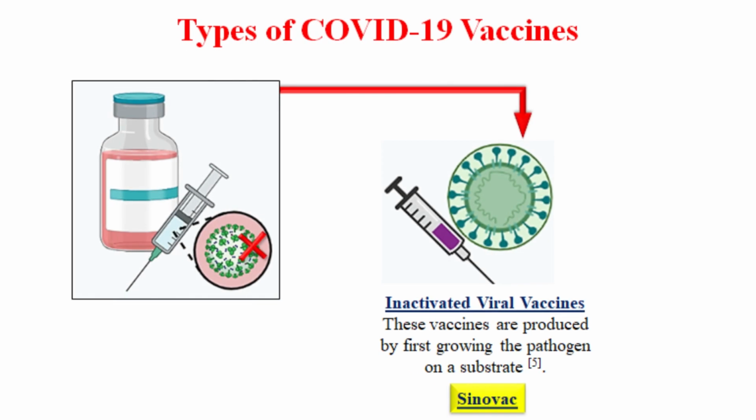We can use various structures of the virus to develop a vaccine against it. Let's begin with inactivated vaccines. These vaccines are produced by first growing the pathogen on a substrate. In this type of vaccine, it is injected in an inactivated form to induce immune system factors. Let's take an example of these vaccines. So, Sinovac is the most famous inactivated vaccine.